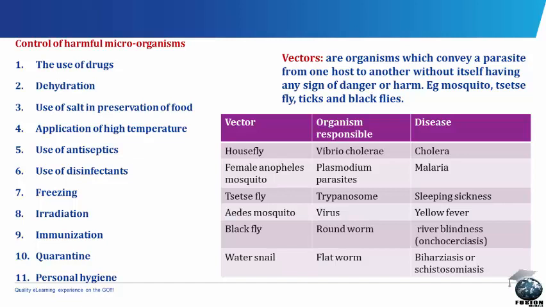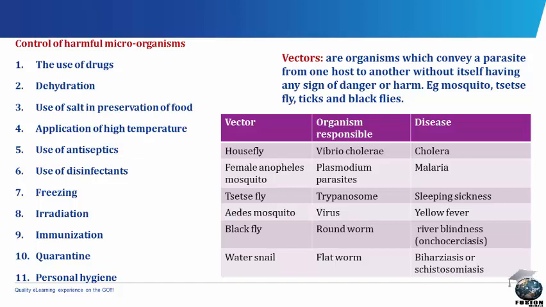The use of high salinity or salt, especially in preservation of food, helps to control harmful microorganisms. Application of high temperature destroys pathogens. This is used in sterilization of materials, for example, in the hospital. Antiseptic application involves the use of low concentration of chemicals like phenol or carbolic acid. They prevent or inhibit the growth of microorganisms. At times, they kill them.